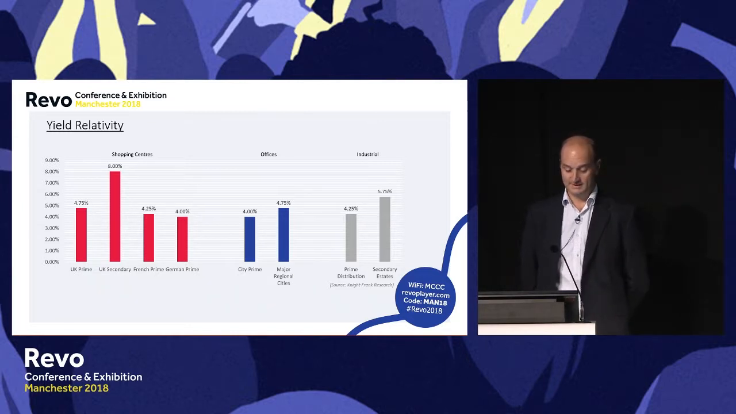And certainly prime at 5% versus prime offices at 4%, prime sheds very near 4%, and secondary sheds at 5 3/4 is another interesting point.